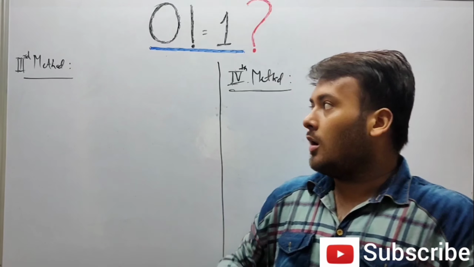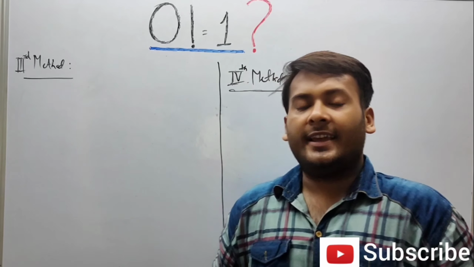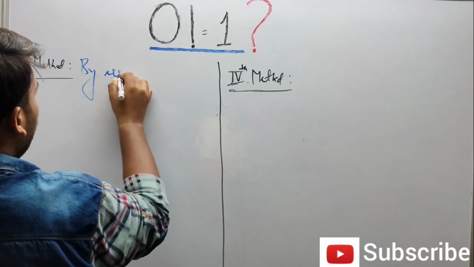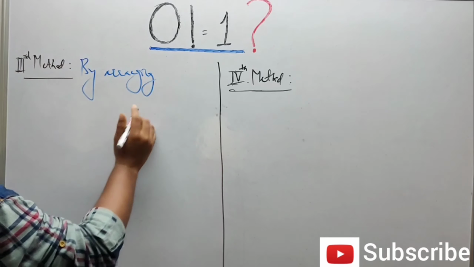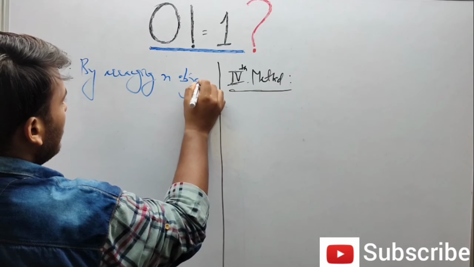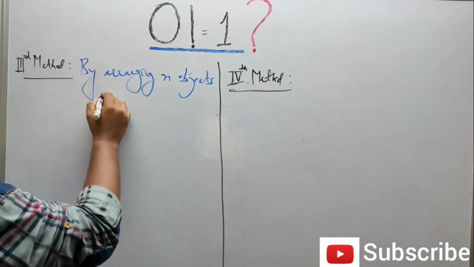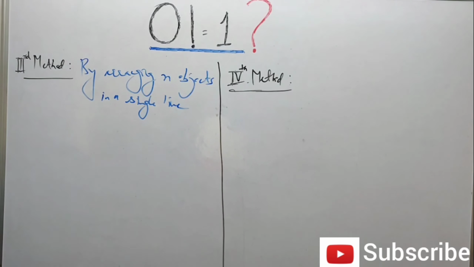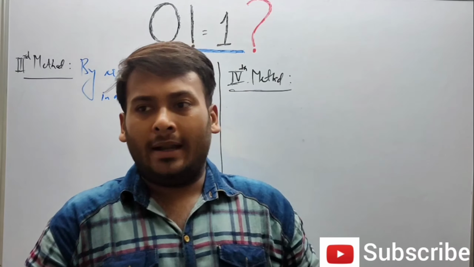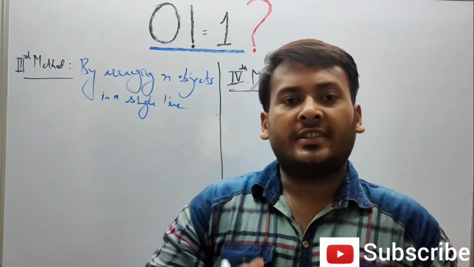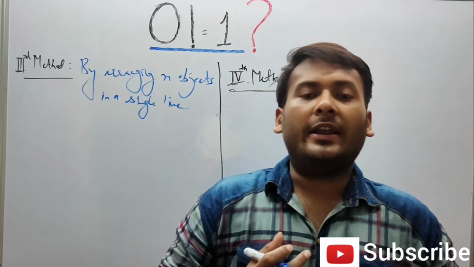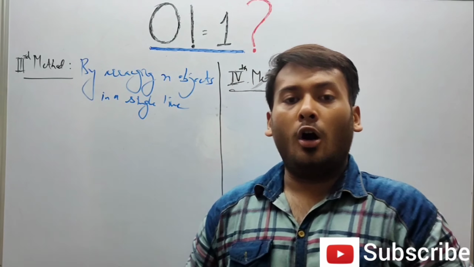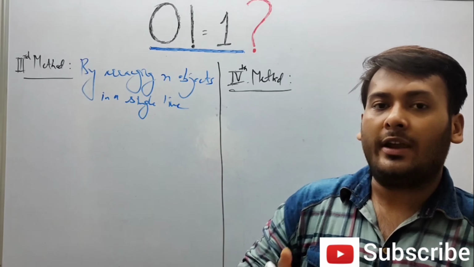Alright, let's talk about the third method, that is by arranging n different objects in a single line. You know n factorial, but do you know its physical meaning? That means n factorial means the number of ways to arrange n different objects in a single line. The method of arranging the objects is called n factorial.